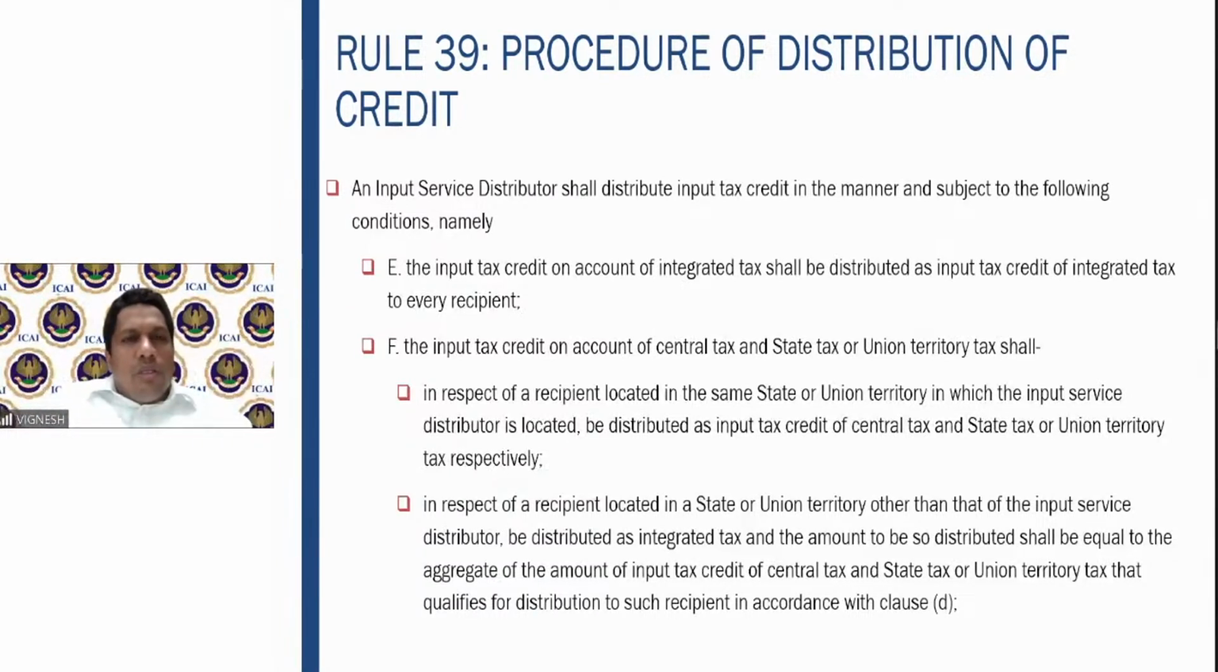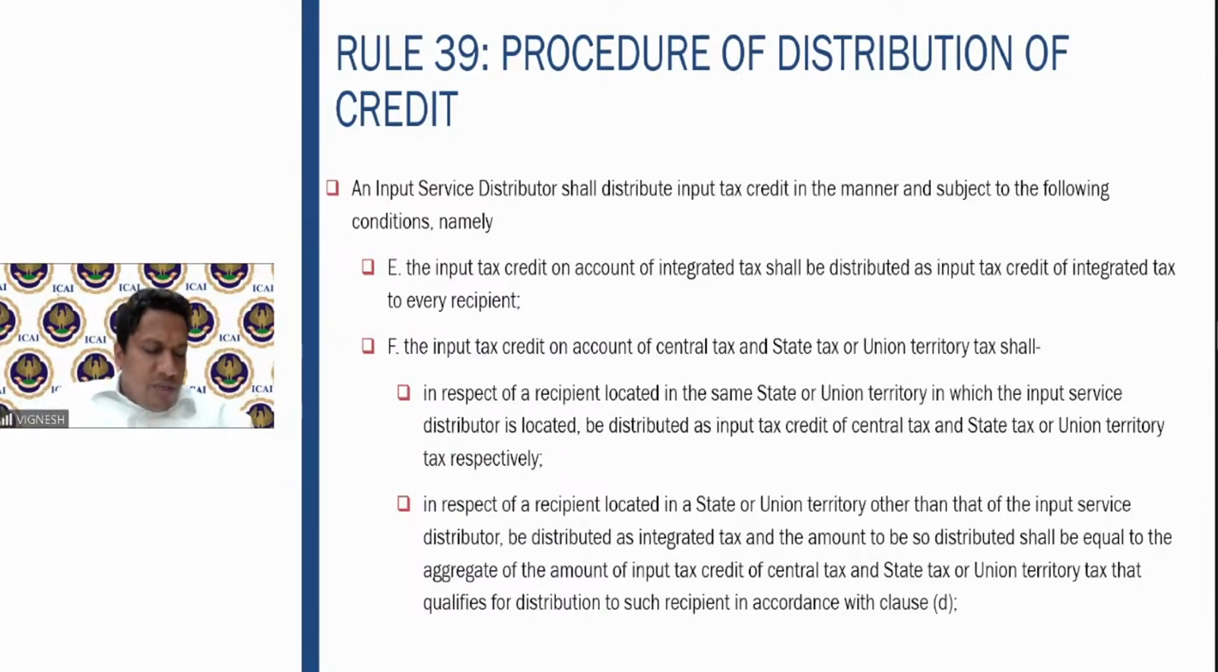Now, with regard to the ITC on account of central tax and state tax or union territory tax, we have to see where the recipient is located, whether in the same state or in a different state. Most likely, the recipient will be located in a different state. Of course, the head office will be there. The head office will also be entitled to some input tax credit, so the head office will claim CGST and SGST. The head office will have an ISD registration, and this ISD registration will distribute to the others.